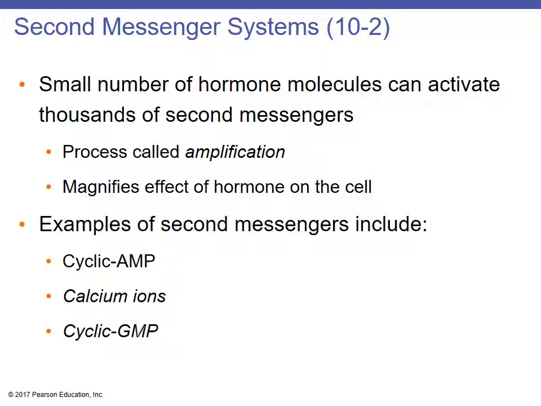However, once the message has been picked up by the cell and the secondary messengers come into play, some of these being cyclic AMP or cAMP, calcium ions, or cGMP, cyclic GMP, a whole bunch of different things can happen. So just a single binding event of a hormone to the cell on the receptor can actually signal for tons and tons of production of these secondary messengers.